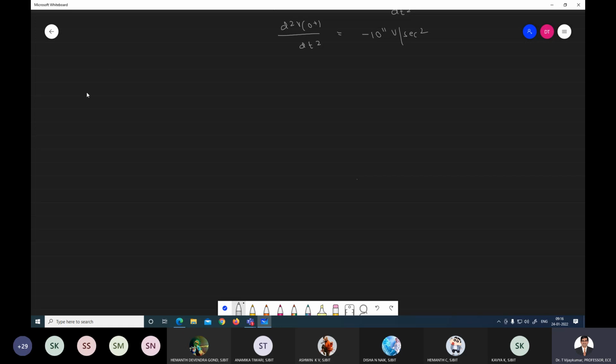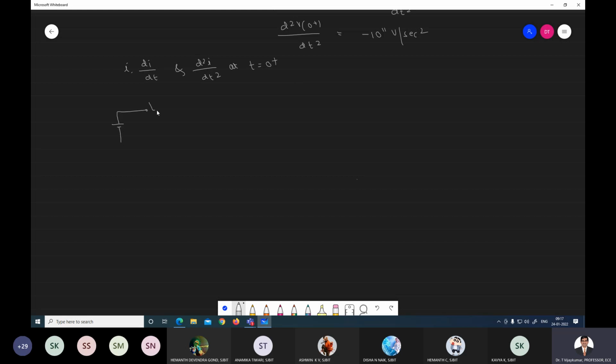Determine di by dt and d square i by dt square at t equal to 0 plus, when the switch K is closed at t equal to 0, in the network shown in the figure.